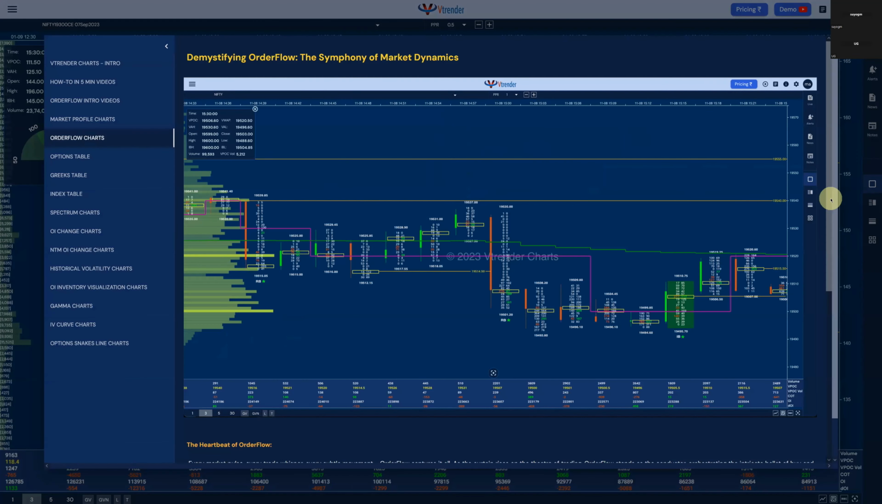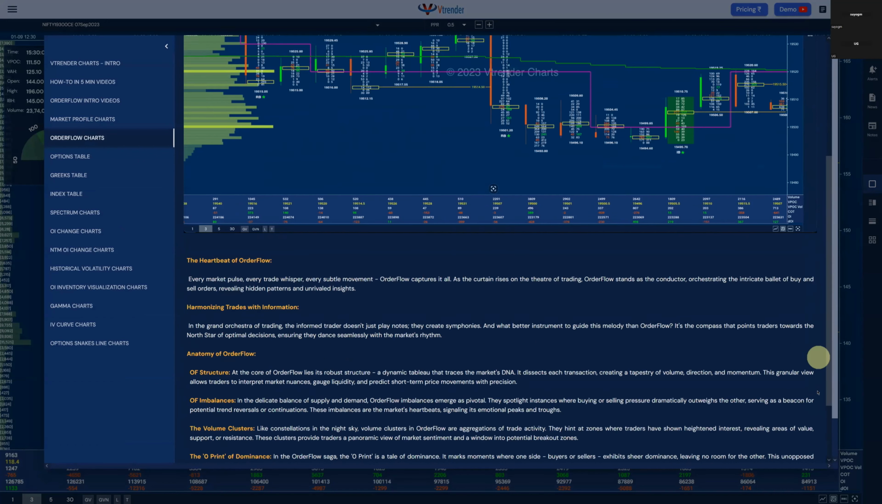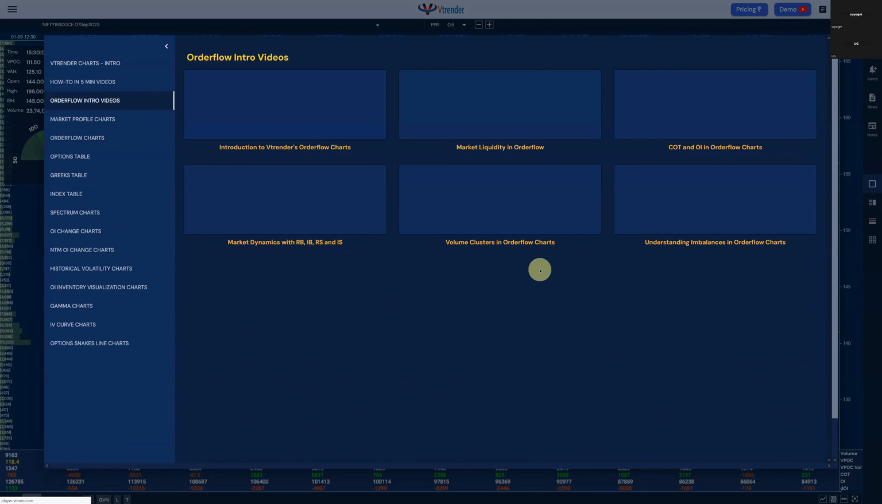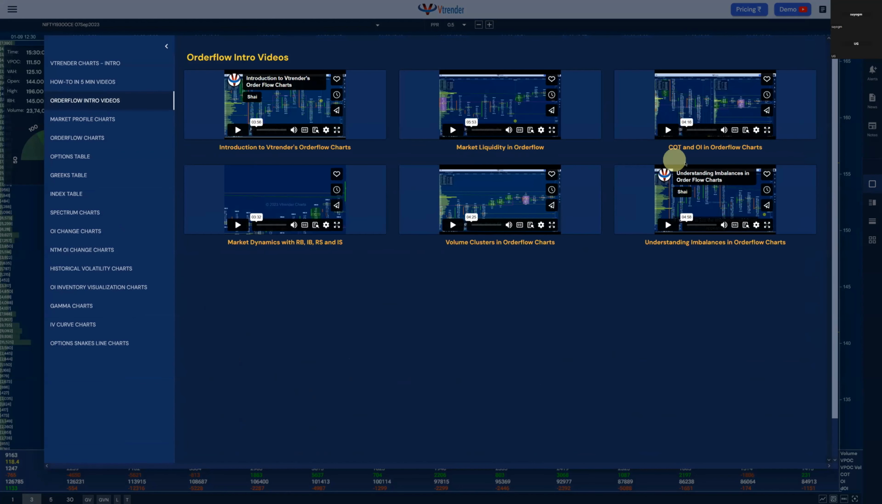So we deconstructed a lot of these factors which I just spoke about, and I'll recommend that you go through these: the imbalances, the clusters, the zero prints, the responsive versus the initiative, and the structure. These videos explain everything you need to know about order flow. We have stripped off all the elements and made it a one-click access for you, so that you get to the information faster.